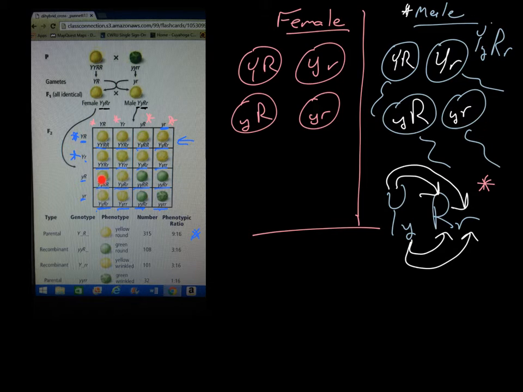9 out of 16. 1, 2, 3, 4, 4 and 4, 16. So there's 16 possibilities. Only 9 of them are yellow and round. That's phenotype. Phenotype is what they look like. In genotype, big Y, big R, heterozygous for big R, no matter what else it could be.